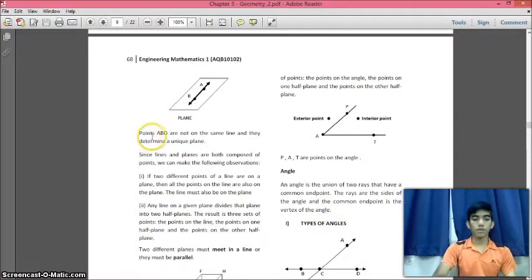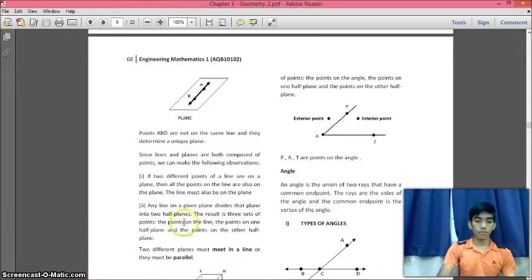Okay, points A, B, D are not on the same line and they determine a unique plane. After that, since lines and planes are both composed of points, we can make the following observations. Number one, if two different points on a line are on the plane, then all the points on the line are also on the plane. The line must also be on the plane.